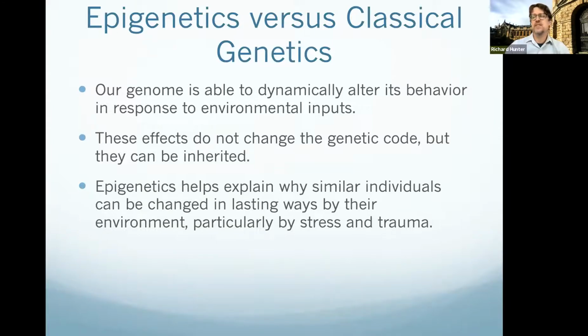Again, the important thing about epigenetics is it's not Lamarckian in the true sense, in that you're not changing any underlying genetic code. But interestingly, in some cases, these epigenetic effects can be inherited, and I'll talk about the best described case in rodents shortly. And importantly, for the subject matter of this workshop, epigenetics can help explain why similar individuals can be changed in lasting ways by their environment, particularly by stress and trauma, so that they wind up on different trajectories in terms of the behavior, in terms of pathology, and things like that.